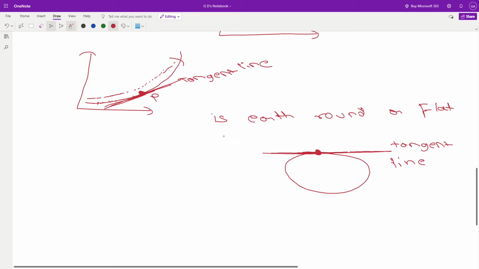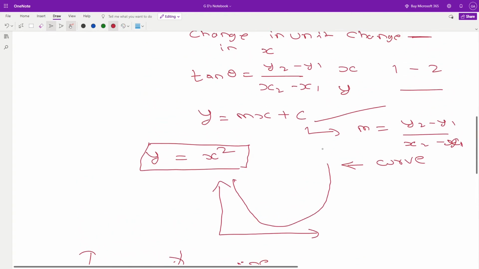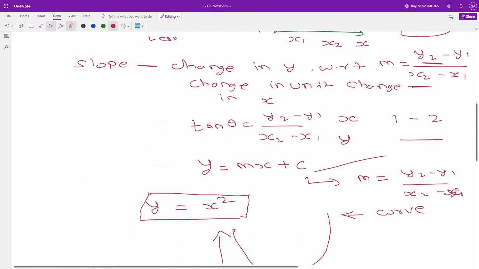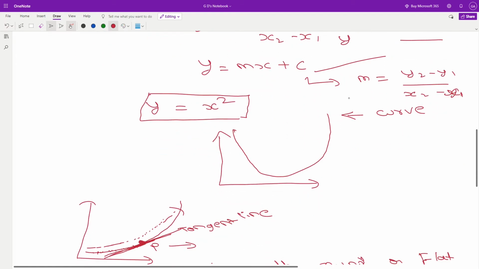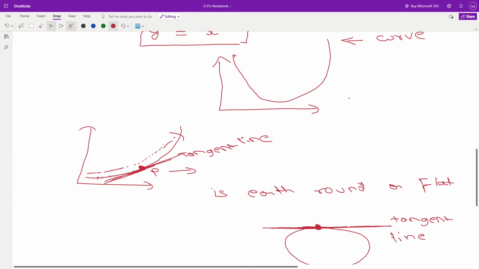And moreover, guys, the slope at a particular point is called the instantaneous rate of change. Ultimately, in this case, you're trying to find the rate of change of y with respect to a unit change in x, right? But here you're working with curves. So when you're working with curves, you should find something called the instantaneous rate of change.